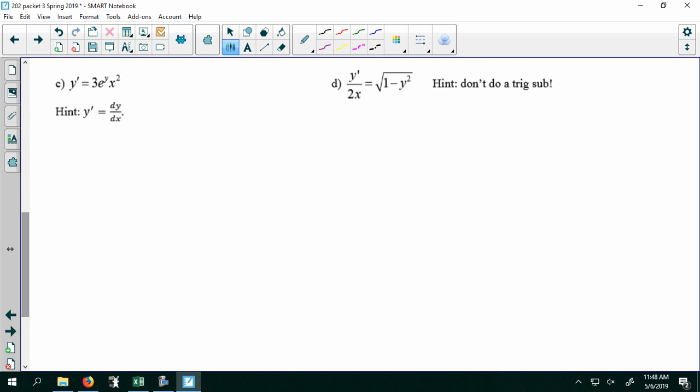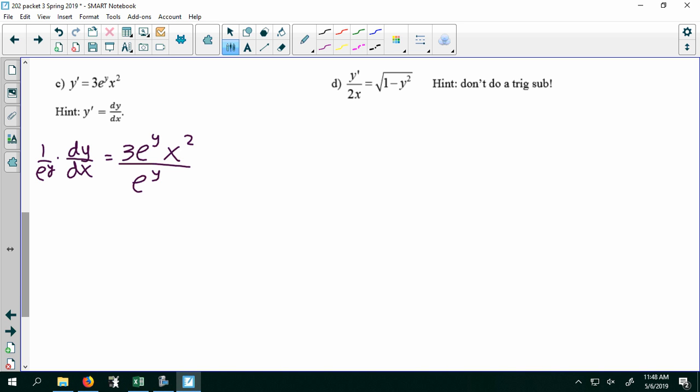Okay, y prime equals 3e to the y x squared. So hint, replace the y prime with a dy/dx. 3e to the y x squared. So I'm going to put all my x's on the right and my y's on the left. So I'm going to divide both sides by e to the y here. Same thing as multiplying by 1 over e to the y.